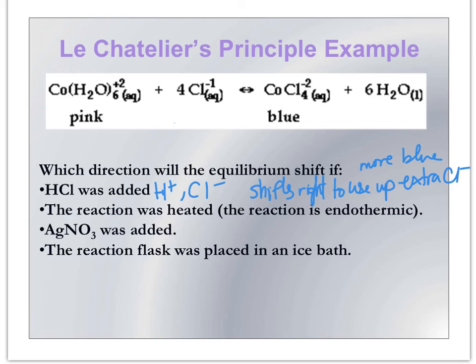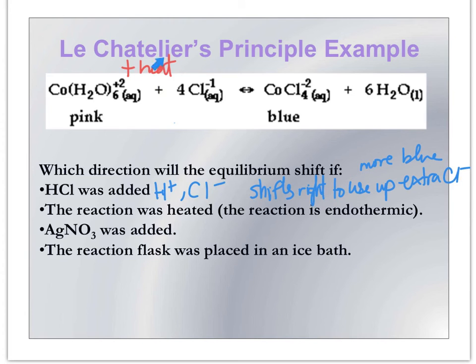Okay, let's look at the next one. What if the reaction was heated, and they're telling us that the reaction is endothermic? If the reaction is endothermic, that means the heat is added on the reactant side. So I'm going to say plus heat on this side. I heat my reaction, so I'm adding more heat here. So I have too much heat now, I need to get rid of that extra heat.